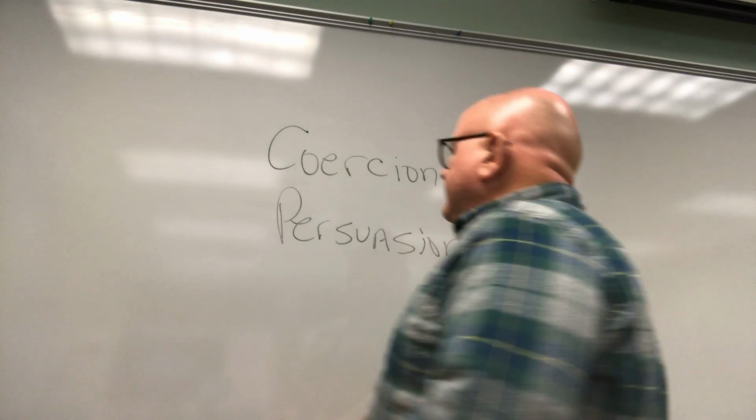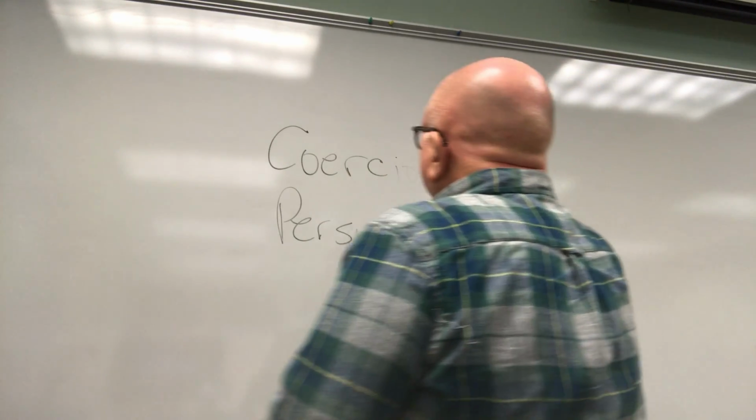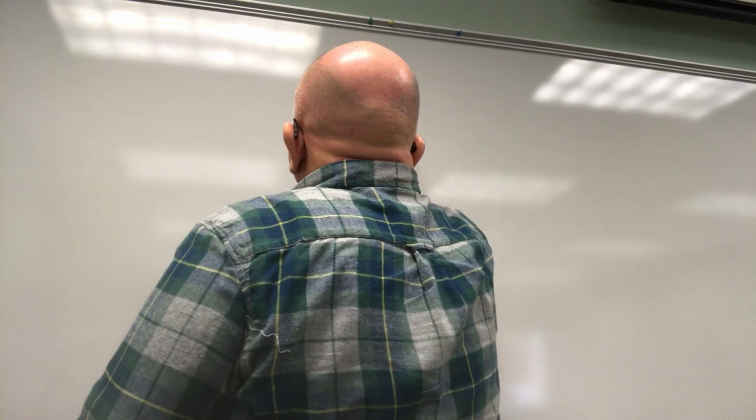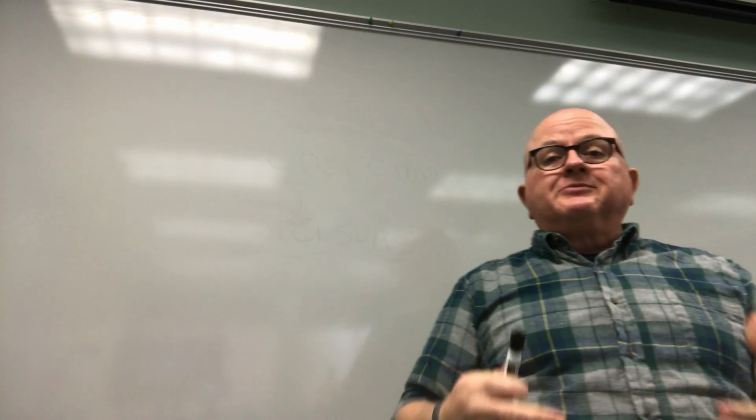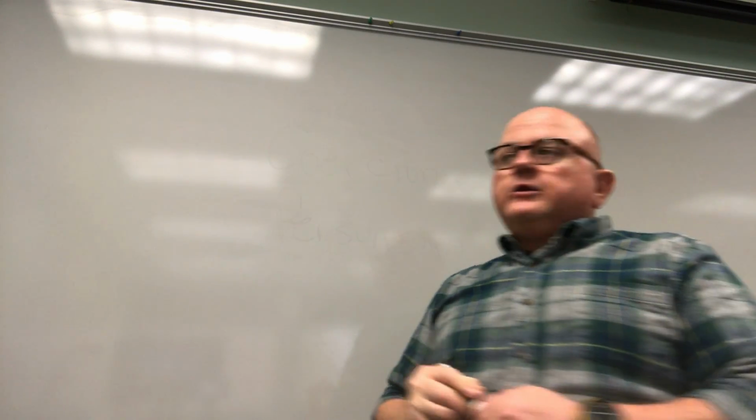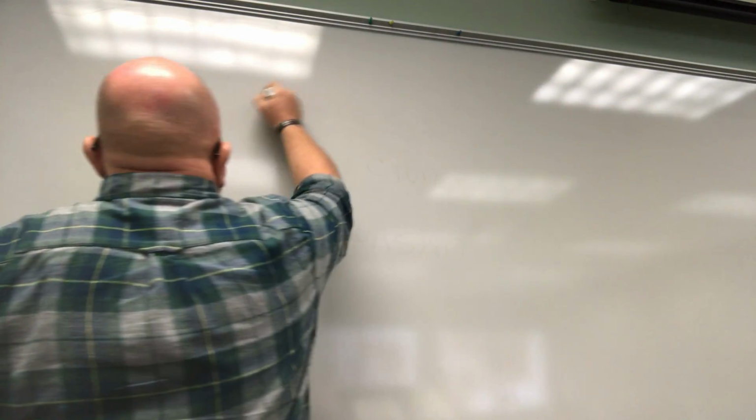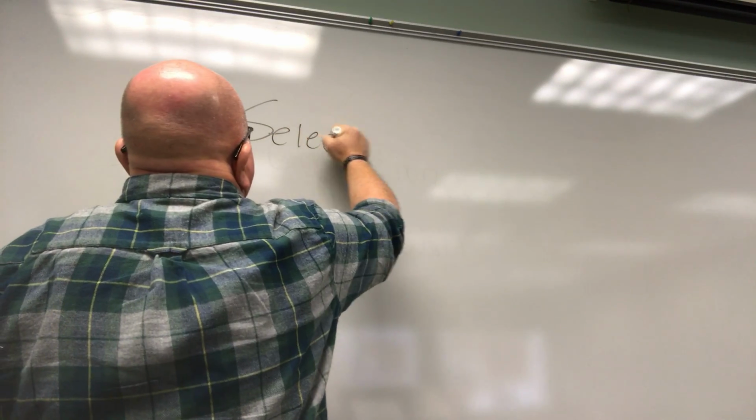Now, everybody persuades people all the time. There are some really standard things that can block your ability to persuade. We call them obstacles to persuasion. The first one we want to talk about is selective perception.